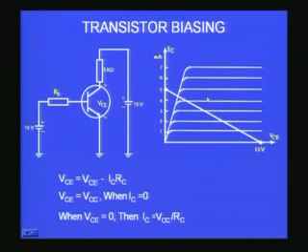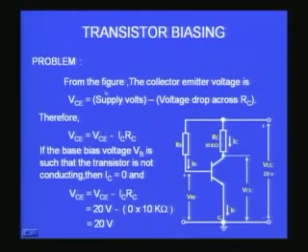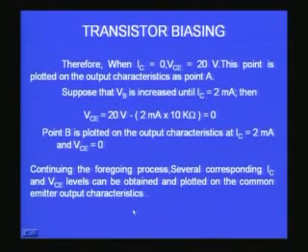So, this is about the DC load line. Once you know the DC load line, then you can take up a quiescent point on the transistor. Now, I have given a simple example. VCE, if I want to measure, will be supply voltage minus the voltage drop across RC, which is shown in this figure also, and therefore VCE is equal to VCC minus IC RC. If the base bias voltage VB is such that the transistor is not conducting, then IC will become 0 and VCE will become equal to 20, similar to what I already mentioned.